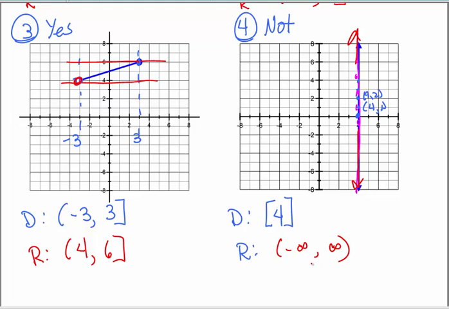So take some time, go back over these examples, really try to understand domain and range from looking at a graph.